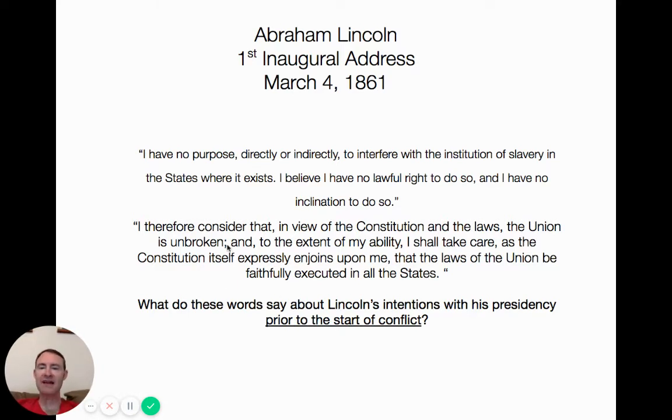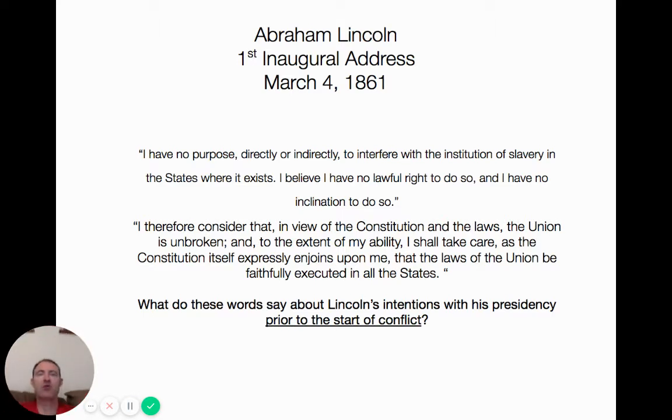I therefore consider that, in the view of the Constitution and the laws, the Union is unbroken. And to the extent of my ability, I shall take care, as the Constitution itself expressly enjoins upon me, that the laws of the Union be faithfully executed in all the states.